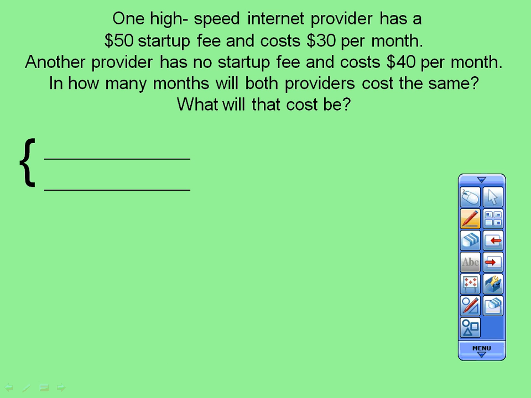Combine like terms? What would I combine? Subtract, not combine. You can only combine if they're on the same side. Okay, so y'all want to subtract 30x? So I've got 50 equals 10x, then, good, divide by 10. So x equals 5. So that means 5 months.